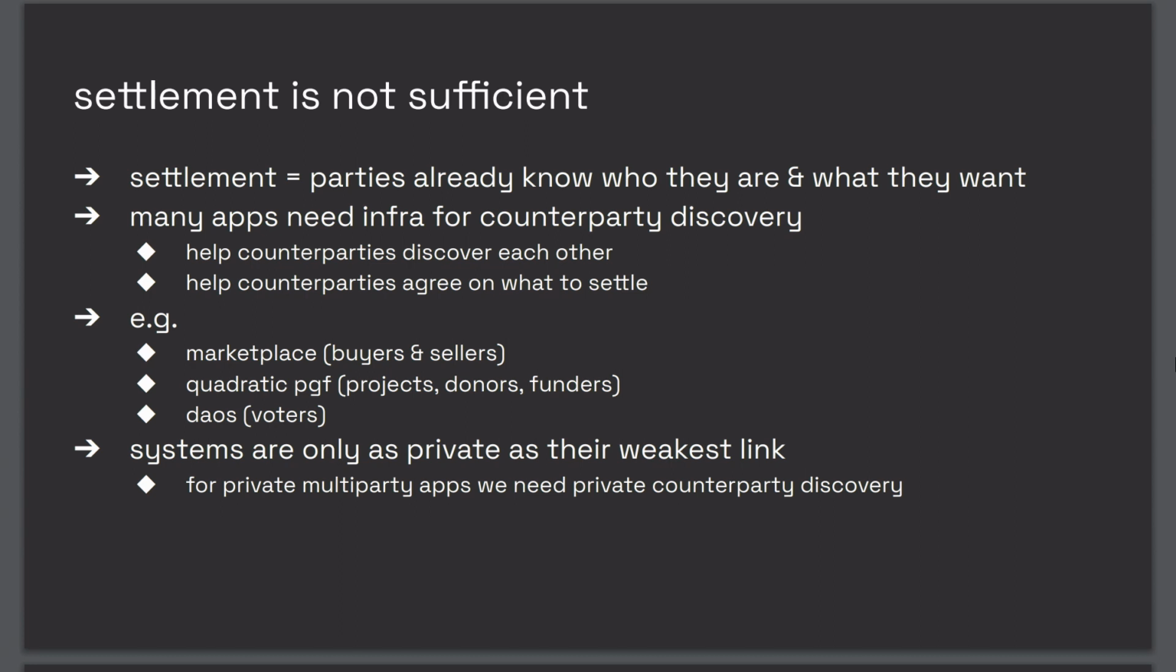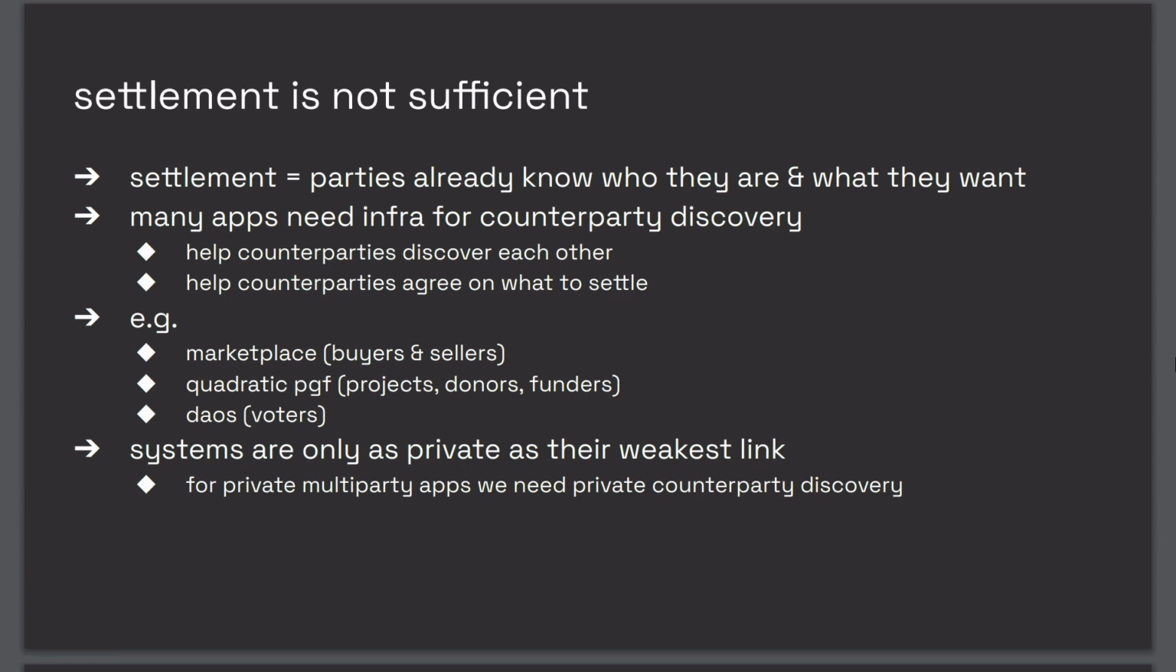And there's some prior first step, if you have multiple parties involved, where you figure out who the parties are and what it is that you want to do or coordinate on together, what state transition you want to execute. So we see that many applications need infrastructure for counterparty discovery. If you're building an application where your counterparties, the people who might be involved in some kind of shared state transition or coordination, don't start out knowing each other or don't have some separate private communications channel, they need to find each other. And they probably need to agree on what the state transition is in the first place. So if we think about a marketplace, you might have buyers and sellers.